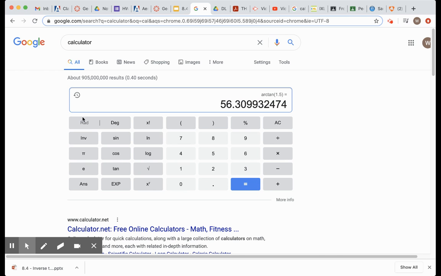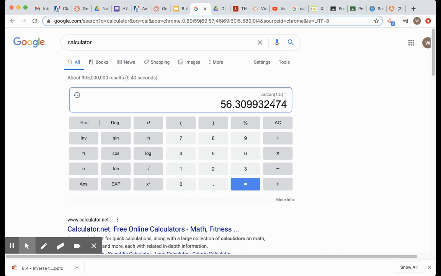Okay, I found out what happened. Up here in the corner, RAD stands for radians, DEG stands for degrees. Make sure your calculator is set to degrees, because we're finding angle measures. So that's what went wrong.